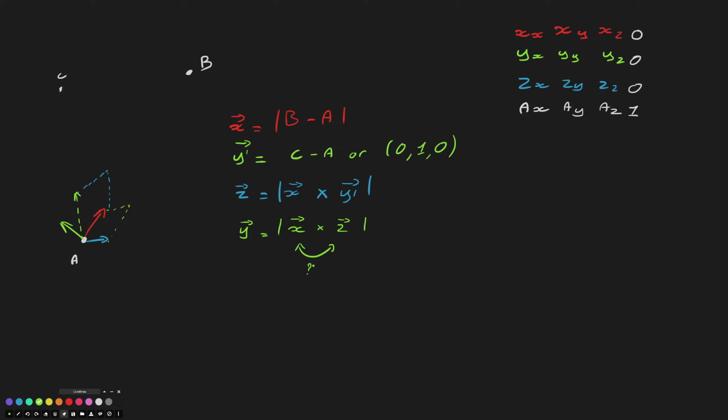Cool. So that's actually us done. We have everything that we need. The x vector is solved right here. The y vector is solved right here and not here, right? This is the final vector that we want as our y vector for our transform. And then the z vector has been solved over here. And finally, the position is simply the position of our point A.